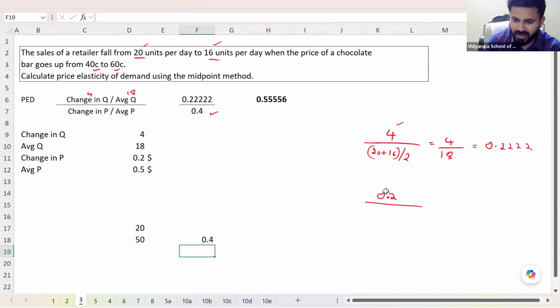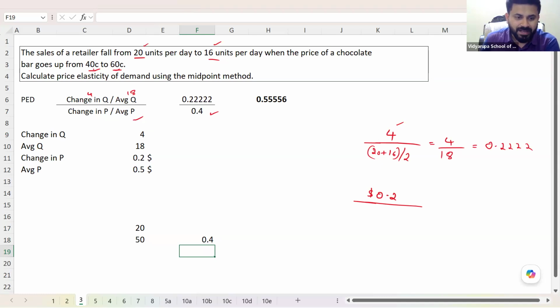So coming back to the point, Sneha, what is the change in price from 0.4, 40 cents, to 60 cents? $0.2. Is this clear to you? Is this part clear, Sneha? Are we good with this? Okay. What is the denominator going to be? The change in price. Sorry, the average price, my bad.